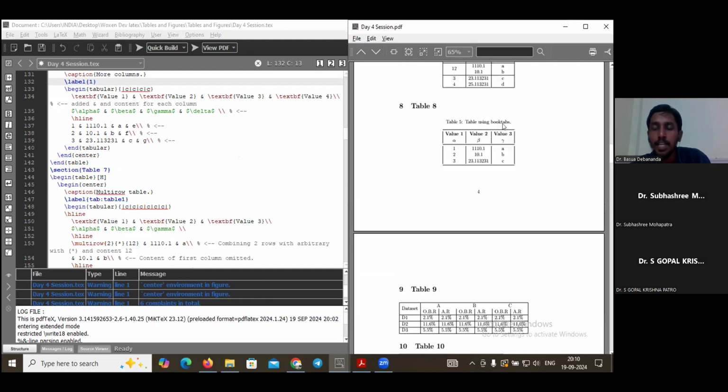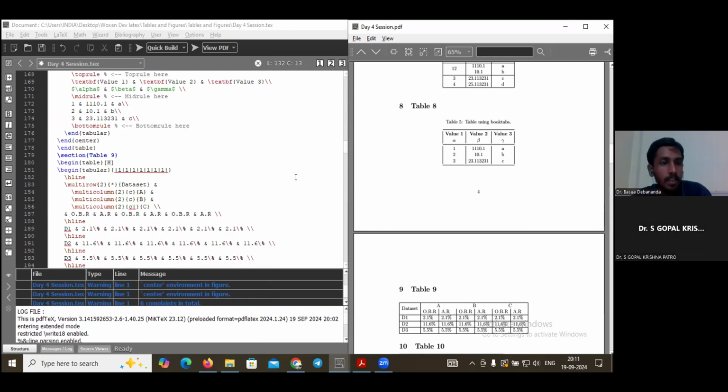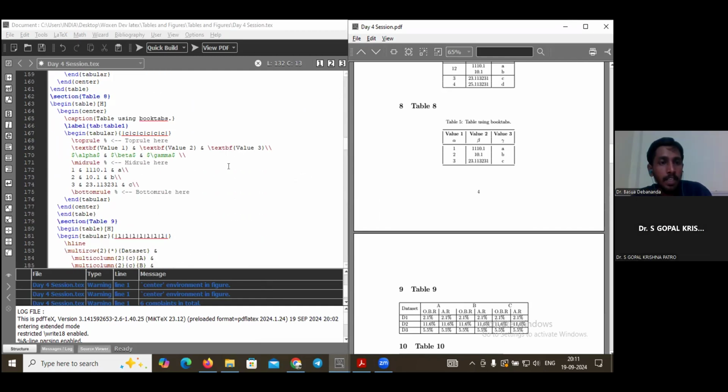Now this is the booktabs table. If you want this type of table, a slightly different set of commands is needed. For the first line, it is the same thing. I am not repeating these things. You have to write table and tabular, caption, those things. You can see for the top rule, I am not writing \hline.